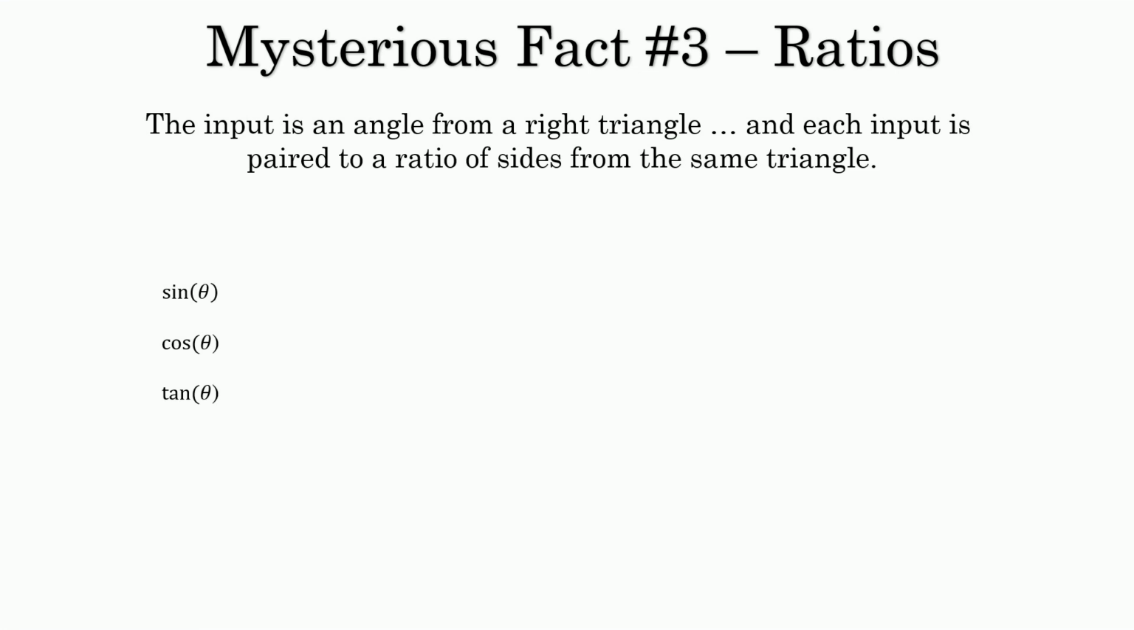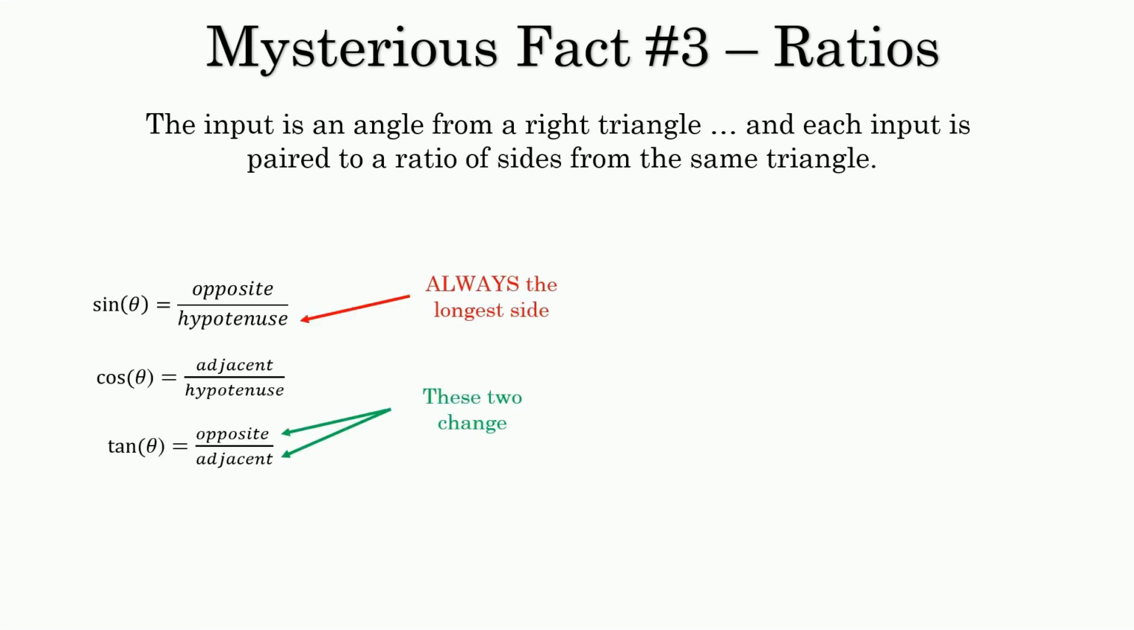With sine, cosine, and tangent, what you're doing is you're saying that there's an angle in a right triangle, and the output is the ratio of sides of that triangle. So sine is opposite over hypotenuse. Hypotenuse is always the longest side. Cosine is adjacent over hypotenuse. And of course, tangent, as you can see, is opposite over adjacent.